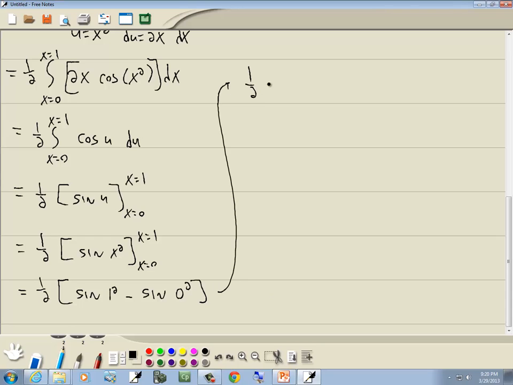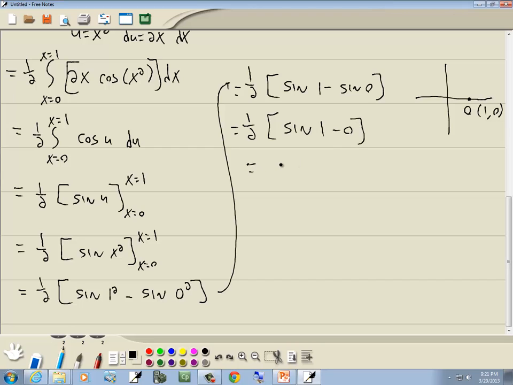Which gives us 1/2 times sine 1 minus sine 0. Now if I look at angle 0 on a unit circle, the point there would be 1, 0. And sine is our y part, which is 0, so sine of 0 is 0. So we've got 1/2 times sine 1 minus 0, which gives us 1/2 sine 1. And that's our answer. So let me go ahead and save that.